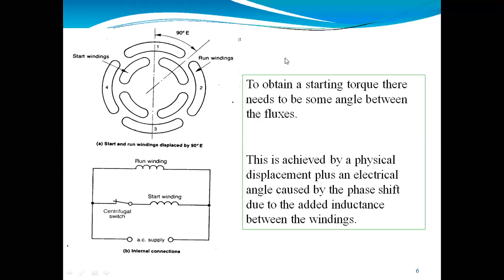So to obtain the value of torque, we have seen the equation tau equals F r sine theta. We have seen in the previous session, when we studied the working principle of the DC motor, how it depends on that angle. So here, what we are saying is that to obtain the torque, because we require torque to rotate that motor, there will be some angle between these fluxes, and this will be achieved by the physical displacement plus the electrical angle, which causes the phase shift. That is due to the inductance between these windings.